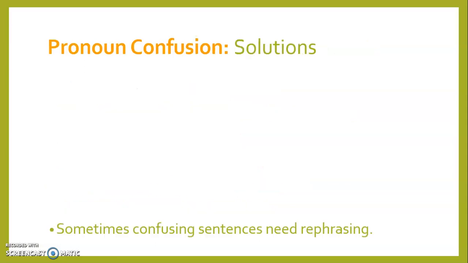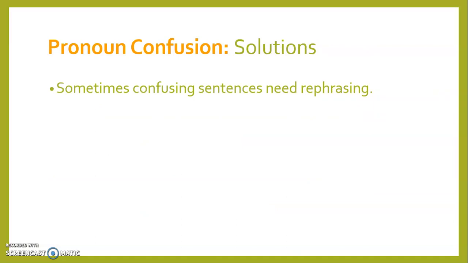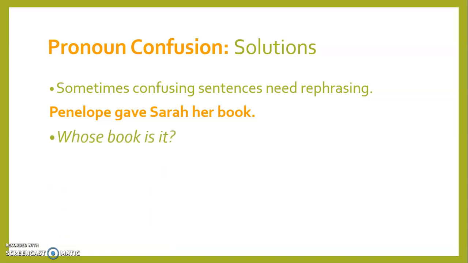However, sometimes we need to rephrase an entire sentence in order to resolve the problem. We can't just replace the pronoun with a specific noun or add a specific noun to it. Remember, you've got to take these cases of pronoun confusion on a case-by-case basis as you're reading through or proofreading your paper. So here's an example of what I'm talking about. Penelope gave Sarah her book, right? Here we don't know whose book it is. We don't know if it's Penelope's or Sarah's, because her could stand for either of those people.